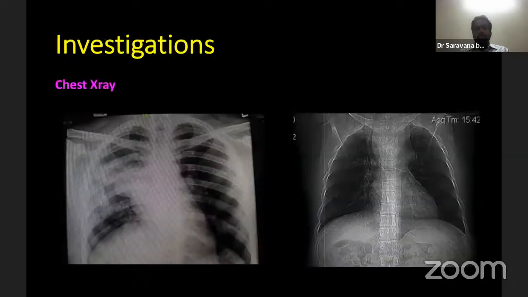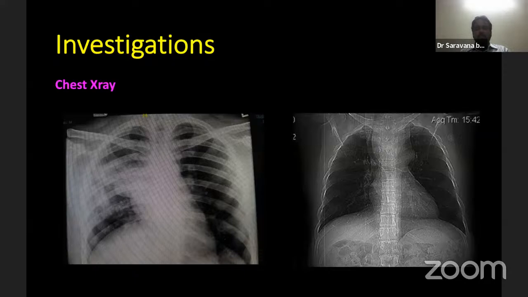So coming to the investigations, the most important primary investigation of choice for these patients is the chest X-ray, which may give an approximate idea whether the patient has some lesion in the anterior mediastinum or not. So whenever a patient comes with dyspnea, stridor or hoarseness of voice, whatever it is, the first modality of investigation we will order is the chest X-ray.